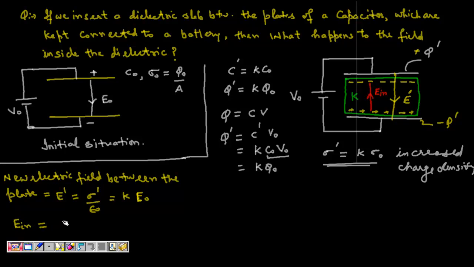Now our next interest is to look for the induced field. The induced field is equal to the induced surface charge density by epsilon naught. It is equal to sigma dash by epsilon naught, times 1 minus 1 by k. Now we know this result, that sigma I dash is equal to this quantity, or you can also write it as k times sigma naught divided by epsilon naught, times 1 minus 1 by k. Now this is the induced field, and this is the field between the plates, that is, this is the new field.